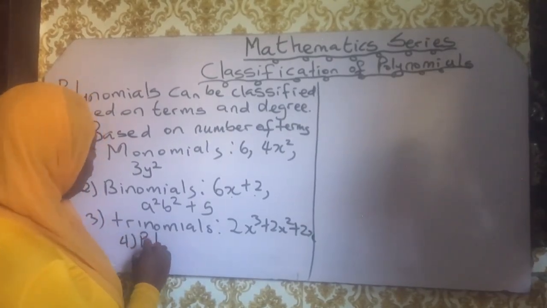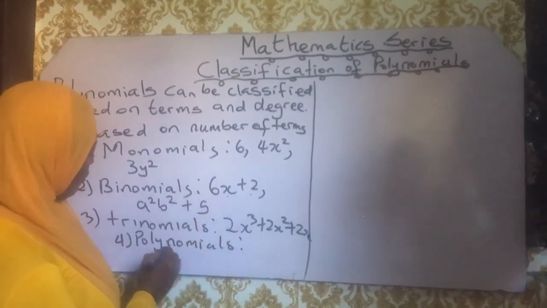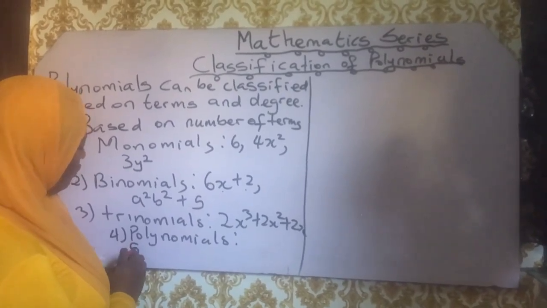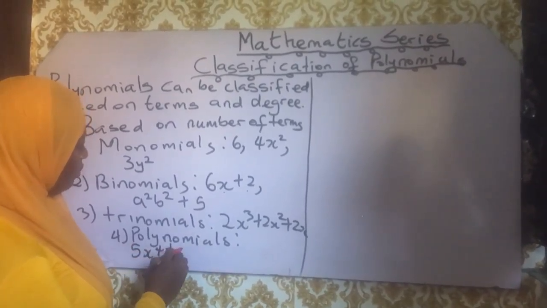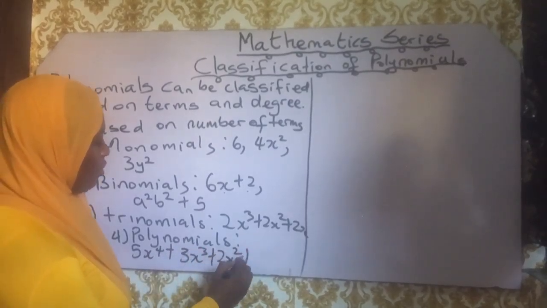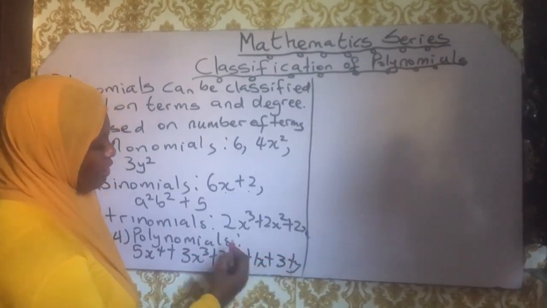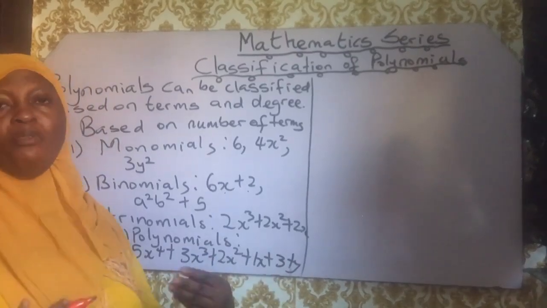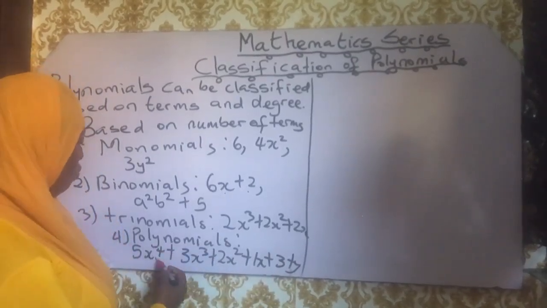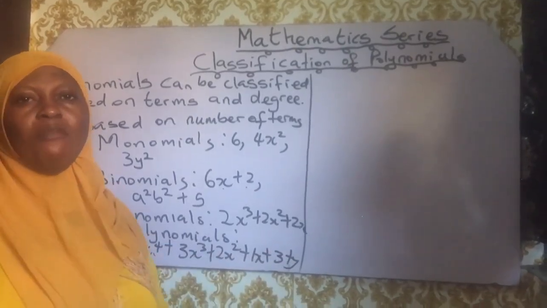Here we have polynomials. Polynomials are made up of many terms. For example, 5x to the power of 4 plus 3x to the power of 3 plus 2x to the power of 2 plus 1x plus 3 plus y. This is a polynomial made up of many terms. Let's count the number of terms. 1, 2, 3, 4, 5, 6. So this is made up of many terms.